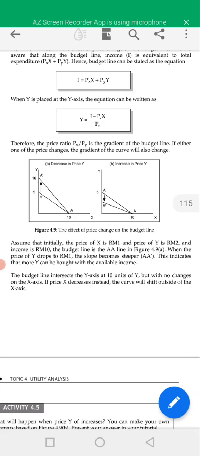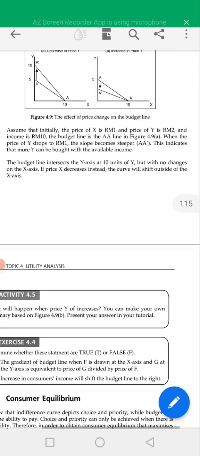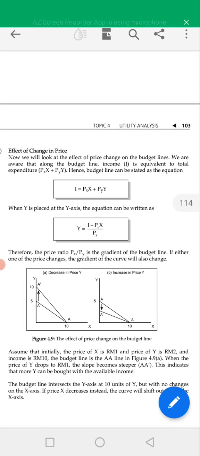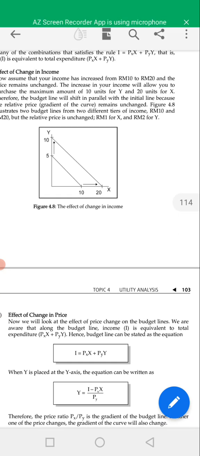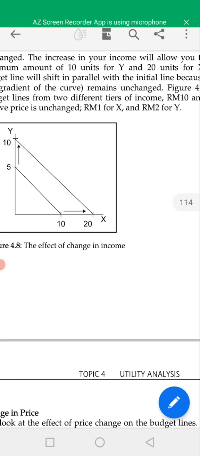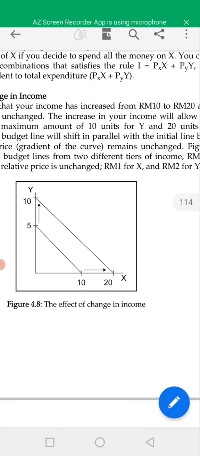Okay, so let us get back to the class. The last one now is when there is a change in both prices. Though the book does not have this, what happens if both prices change together? Let's say, for example, the price of X decreases and the price of Y also decreases. When both prices either decrease at the same time or increase at the same time, the budget line shifts just the way income affects it. So it shifts parallel upwards or downwards depending on what has happened.